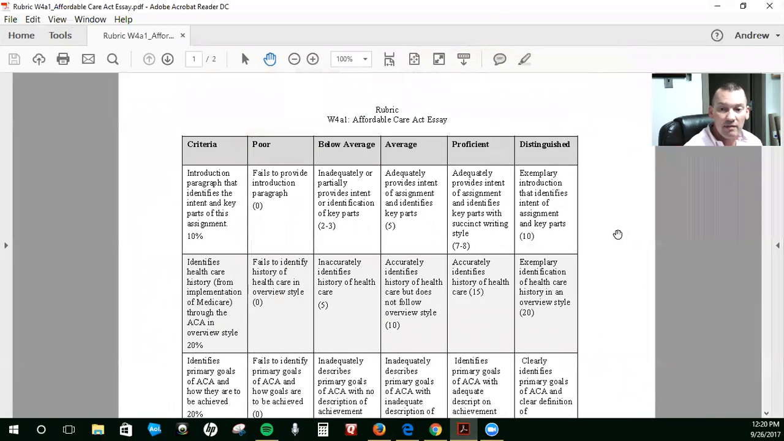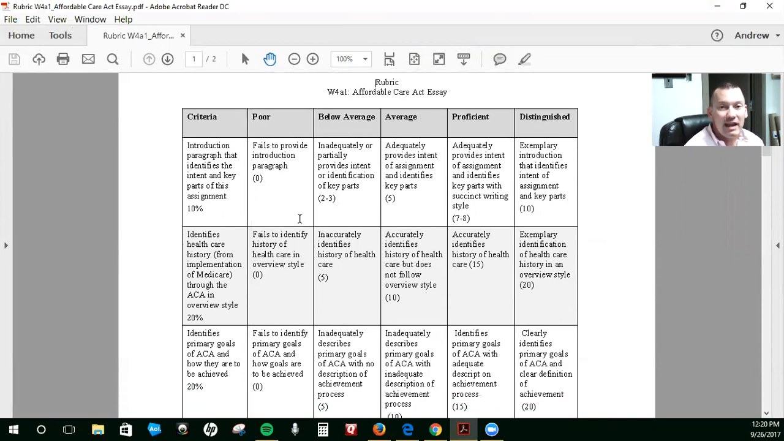All right, this assignment is just for one of the papers in one of my classes. This is for an essay that my students have to write on the Affordable Care Act. Now, if you take a look at your rubric, you can see your APA Level 1 and Level 2 headings. In this assignment, they have to do an introduction paragraph that identifies the key points of this assignment. So it's an assignment about the Affordable Care Act. And your rubric tells you what you need to have to get all the points. So if you do an exemplary introduction that identifies the intent of the assignment and the key parts, boom.